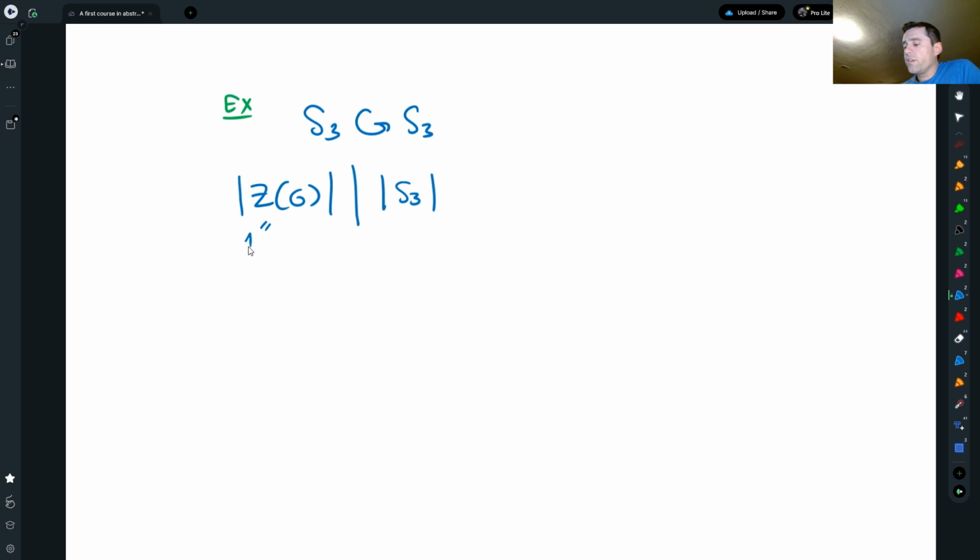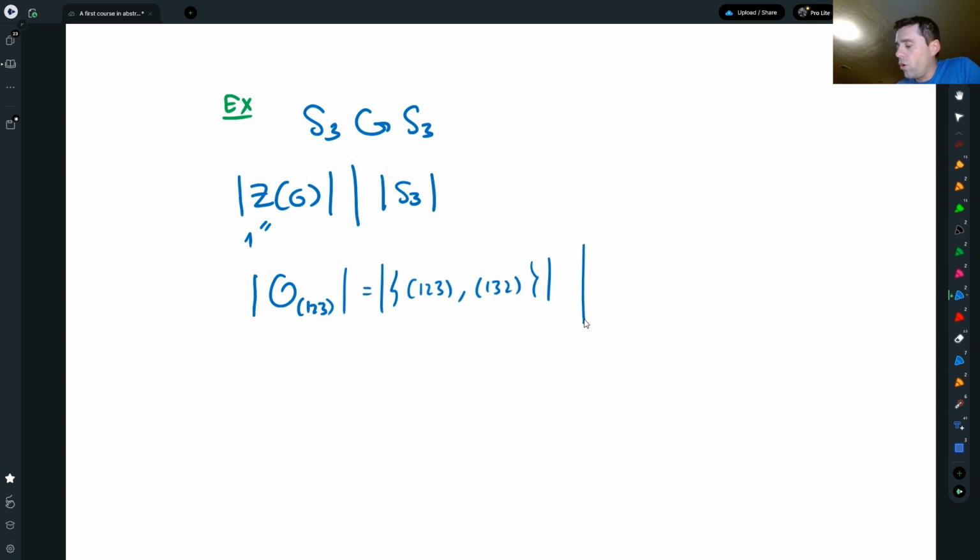In this case, the center is just of order 1. But then we have the size of the orbit of (1 2 3). And that orbit, we saw that it was (1 2 3) and (1 3 2). It has size 2, which also divides the order of S3. So this says that 1 divides 6. This says that 2 divides 6.